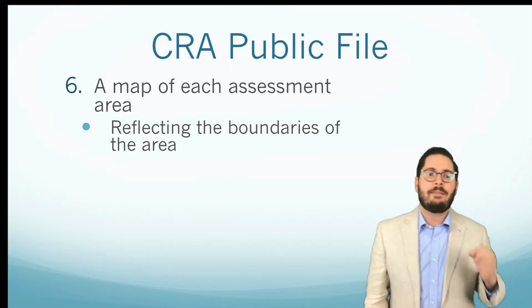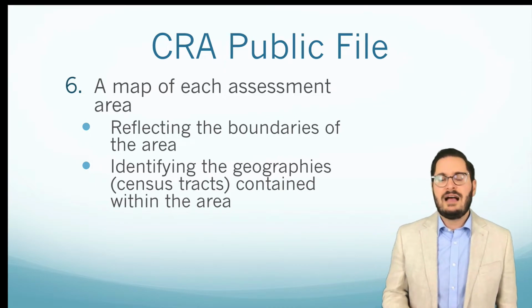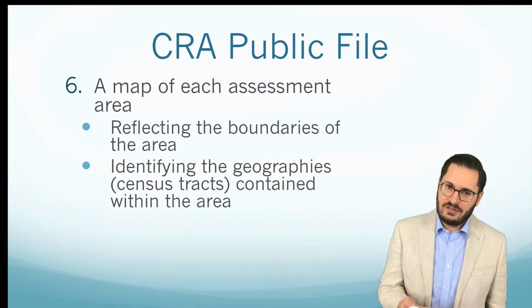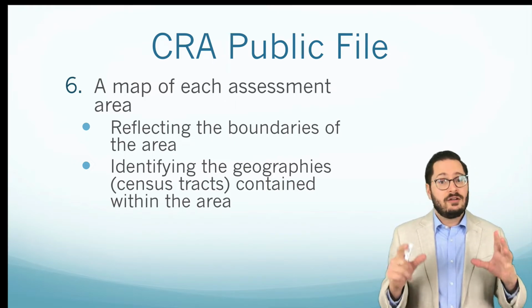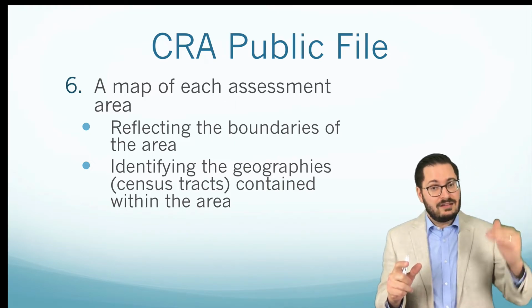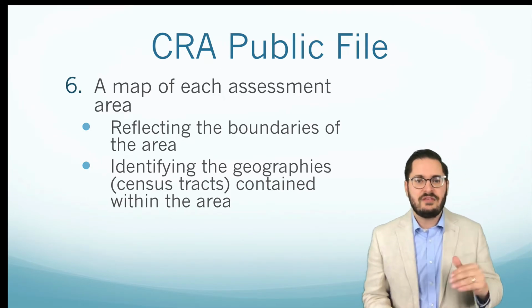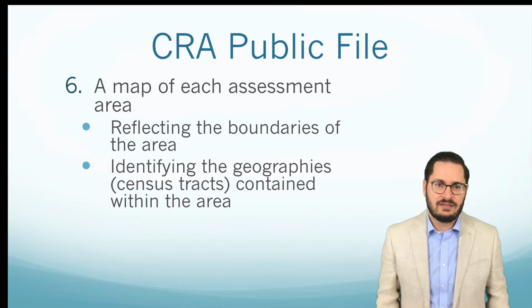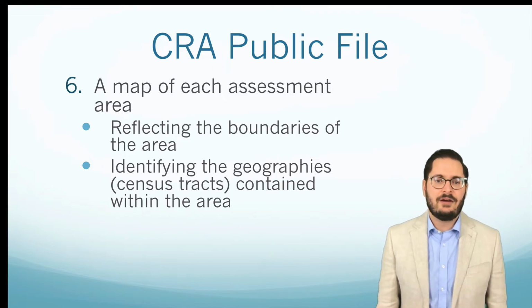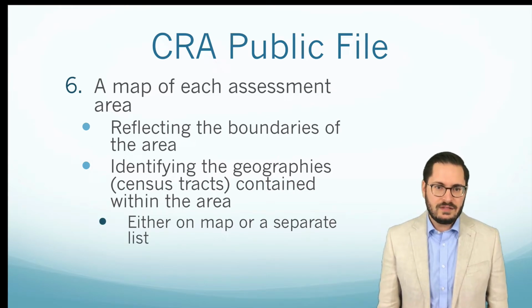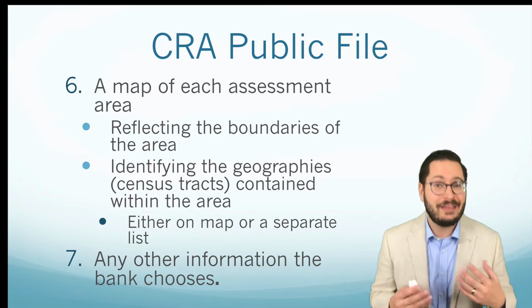But you have to have a map of each assessment area in your CRA public file that identifies the geographies, which of course are the census tracts contained within the area. Now, some maps can contain them, but if you're in a large urban area, you may have a list on the side or an addendum to that map that lists all of your specific geographies. I've seen it both ways, but you do have to identify the geographies contained within the areas of your assessment area. Number seven, you can put anything else in the public file that you choose to.